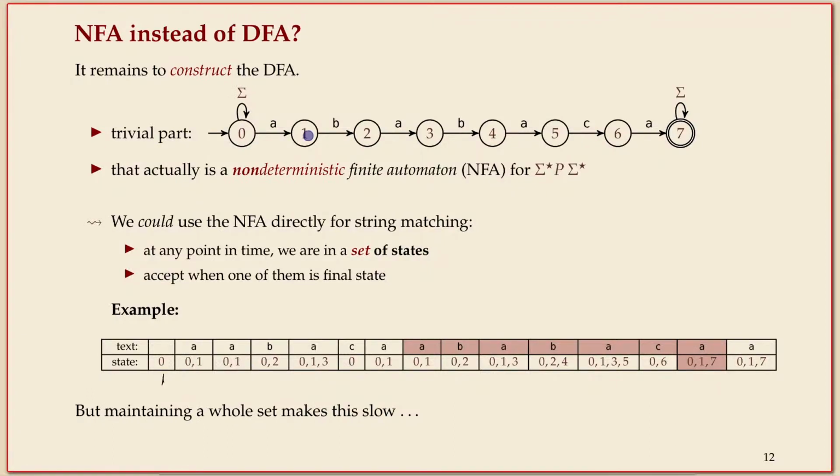If you read a B from here, things get a little more interesting because from 0 with a B, you can only stay in 0. And from 1 with a B, you advance to 2. So you're now in state 0 and 2.